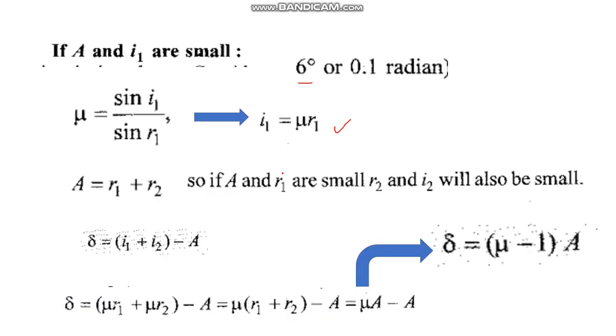So in that situation, you know that A is equal to R1 plus R2, right? So the refracting angle will be very small. In this situation, this is what you have derived. In the place of I1, we can write mu R1 and mu R2. So this becomes, if you take mu common, R1 plus R2. But R1 plus R2 again is A. So you get this very important result: delta is equal to mu minus 1 into A. But here the condition is that the angles should be very small.